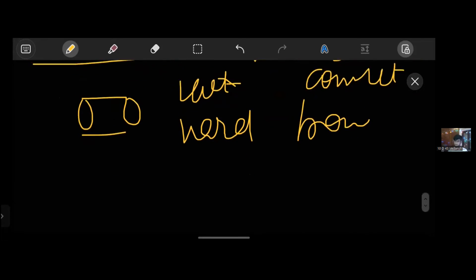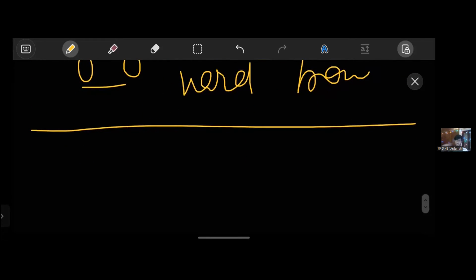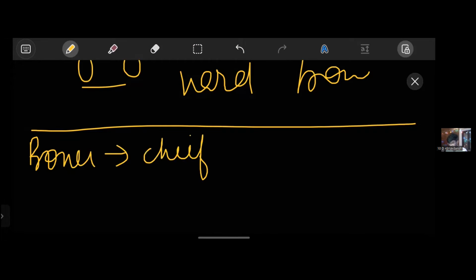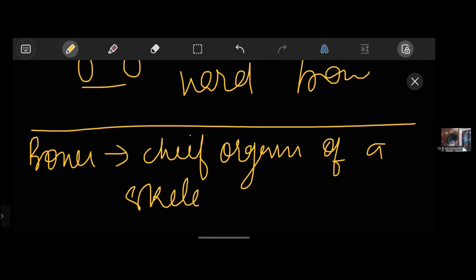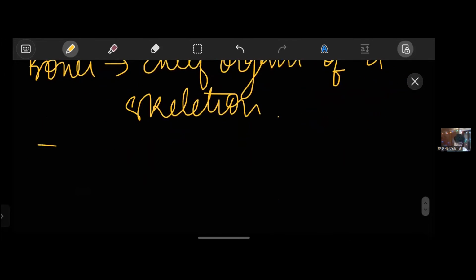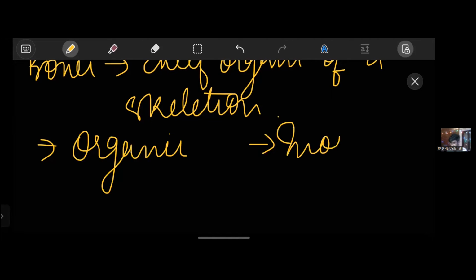Now bones. Let us elaborate on bones more. Bones are the chief organs of a skeleton. Okay? Now, it consists of both organic and inorganic material. Both are present, organic will be there, inorganic will be there.